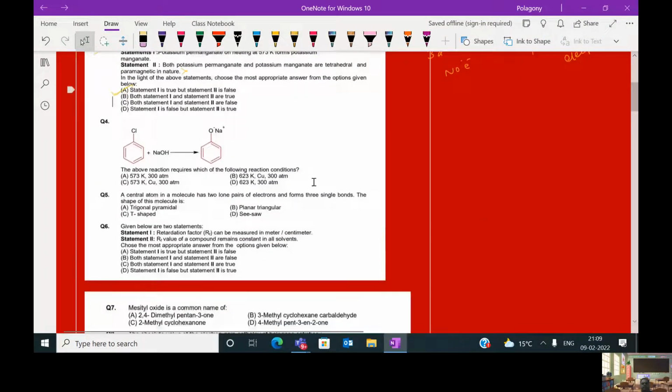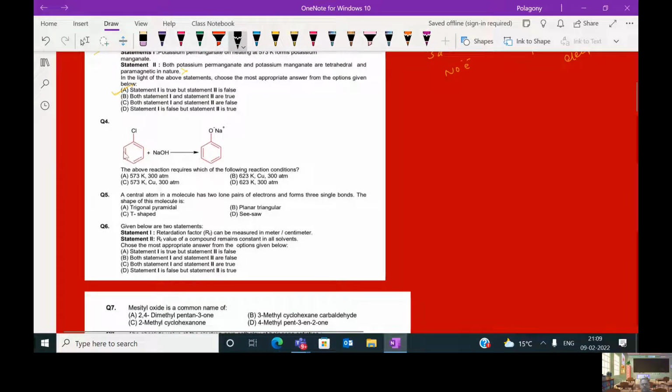Now question number 4 is given here. This is chlorobenzene. The chlorobenzene is treated with sodium hydroxide, which gives rise to sodium phenoxide. So the sodium phenoxide is formed. The above reaction requires which of the following reaction conditions?